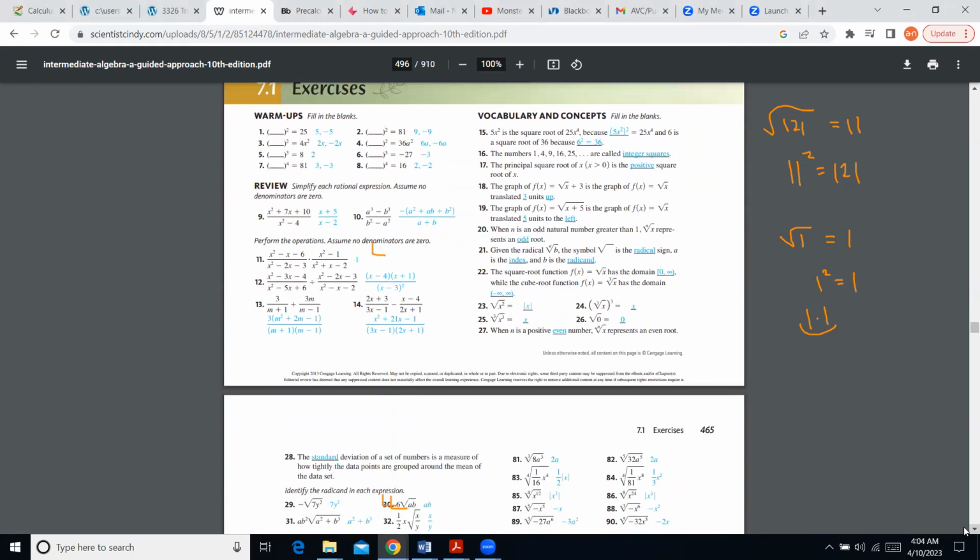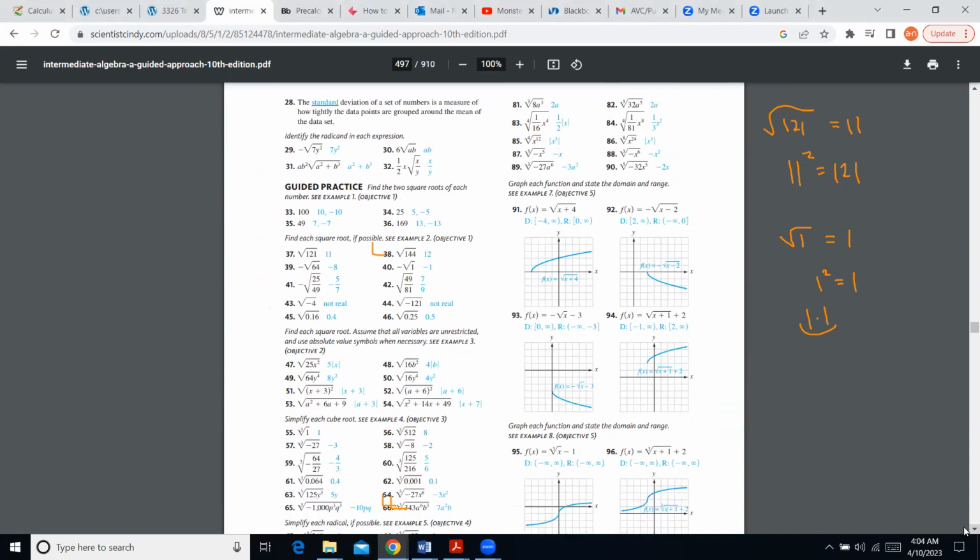And as usual, I'm going to use some of the practice at the end of the section for the examples. So let me try exercise number 38 here, which says to extract the square root from 144. And when we find it, it's going to be 12. The reason it's 12 is because 12 squared is 144.